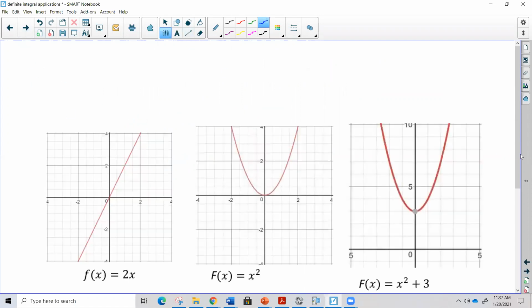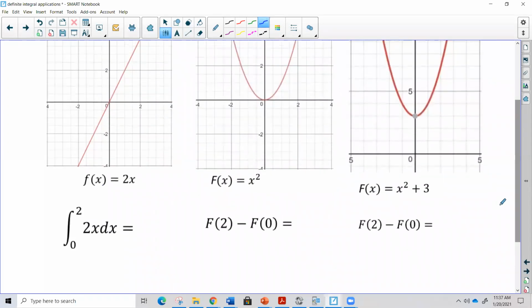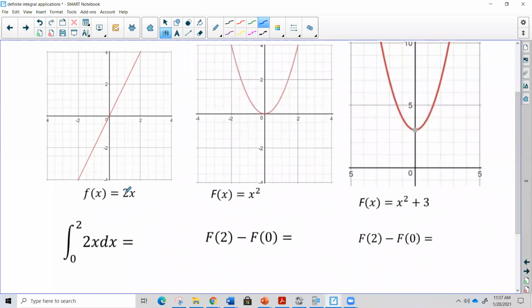Okay, so just to show you the geometric interpretation and that they're equal, let's say my original function is 2x. So this is my derivative.